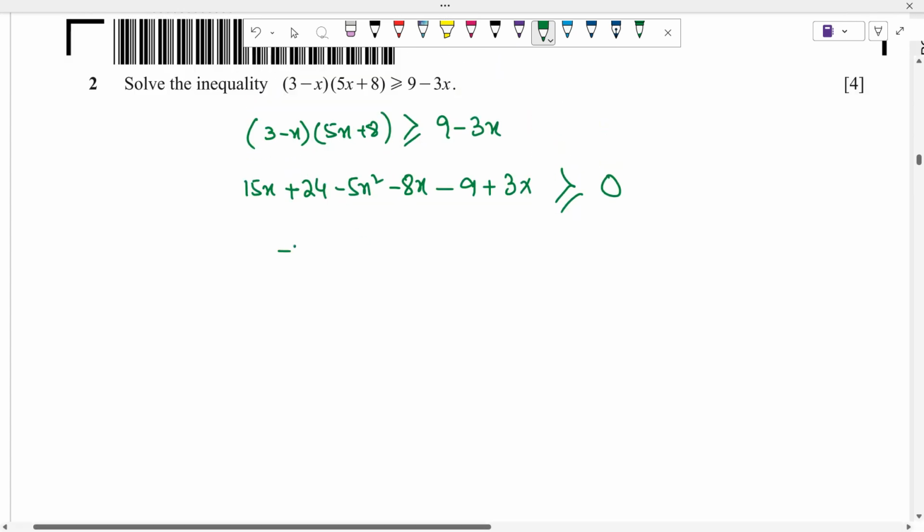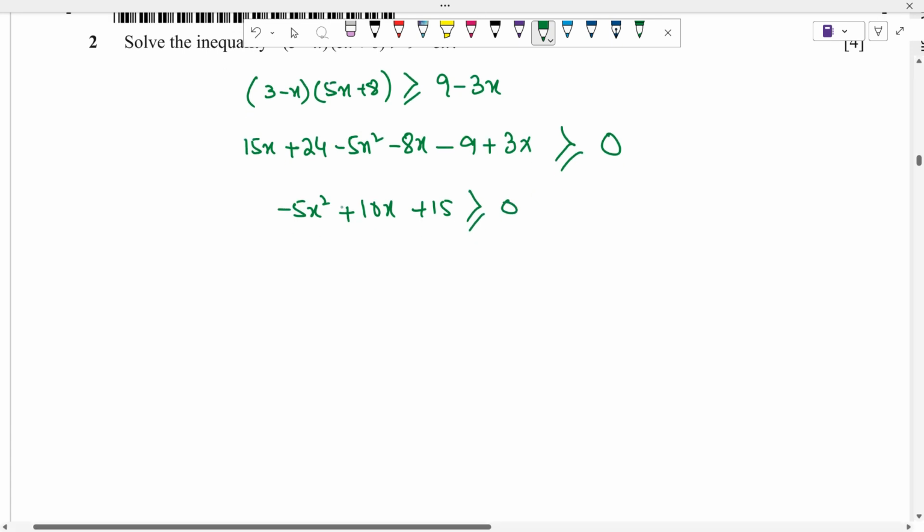Solving further we will have minus 5x square, and 8x plus 7x, so this will be 10x, plus 15, which is greater than or equal to 0. Okay, this is the negative sign. If we multiply this inequality with negative 1, the sign of the inequality will be changed. So it will be 5x square minus 10x minus 15 less than or equal to 0.